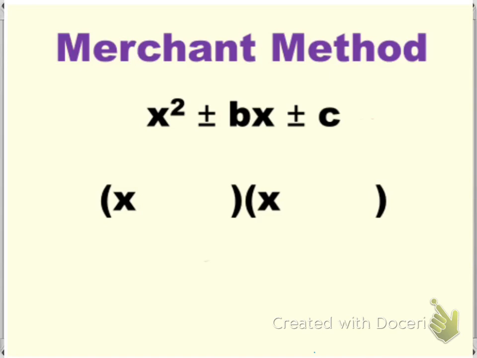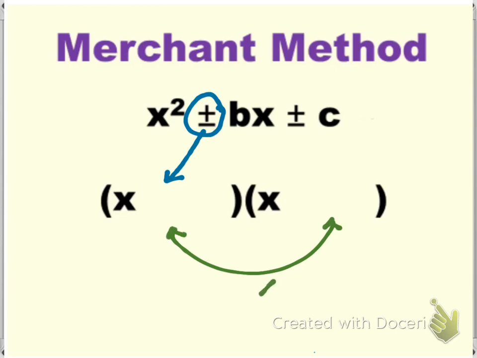The next thing we're going to do is our signs. The sign in the first set of parentheses is the same as the first sign in the problem. The sign in the second set of parentheses has to multiply times the sign in the first set to equal the second sign. I know it sounds a little crazy, but when we do it in a second, it'll all make sense, I promise.